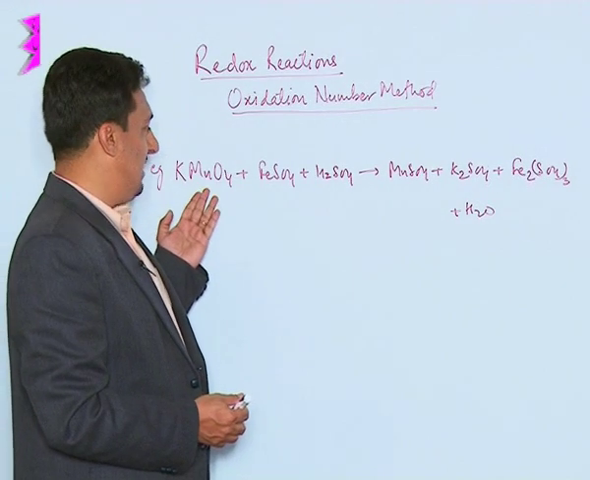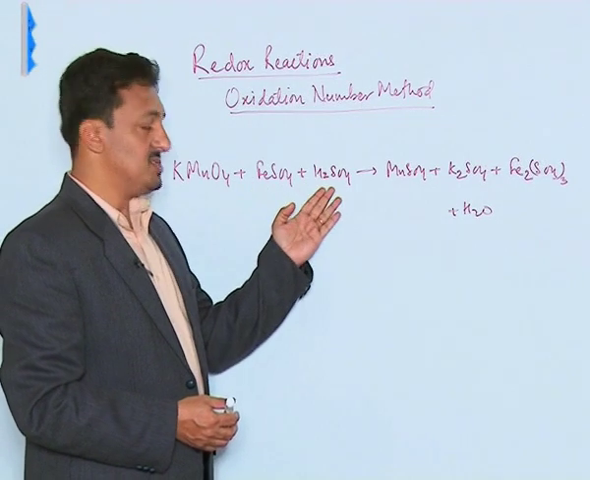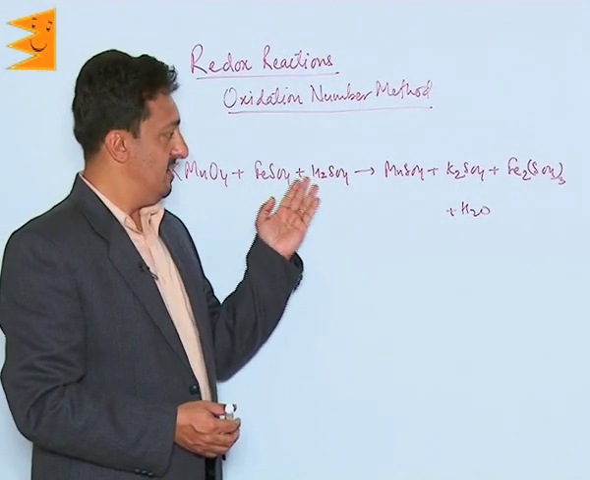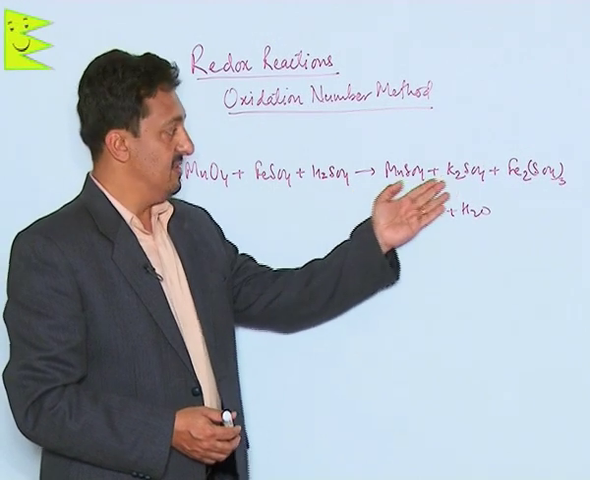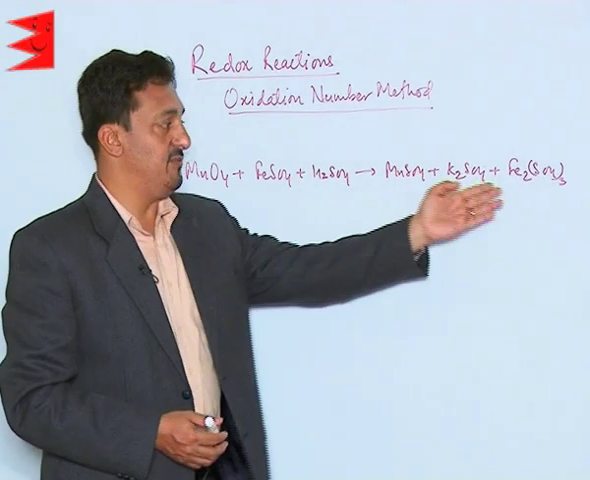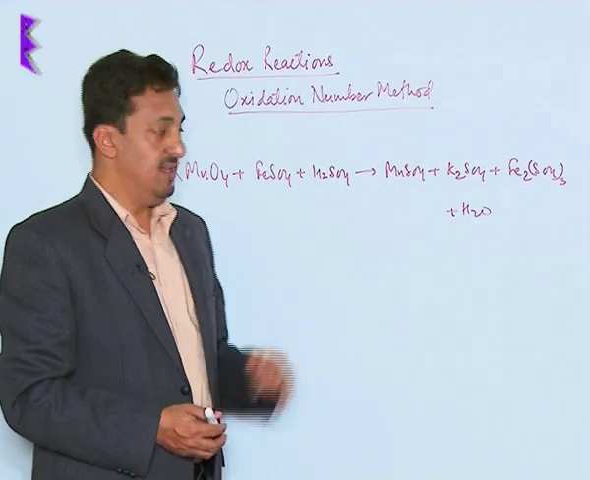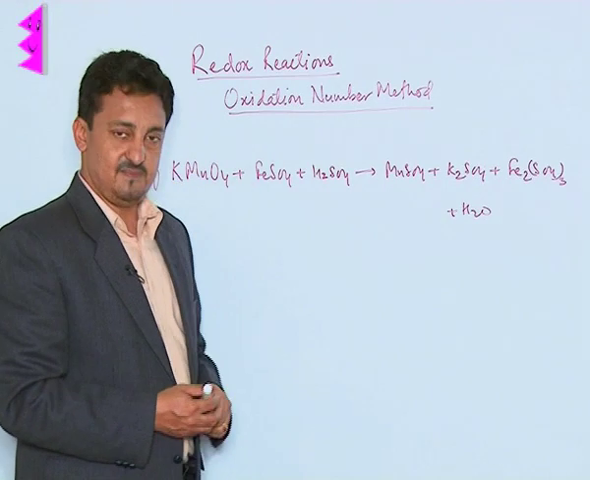The potassium permanganate, when reacted with ferrous sulfate in the presence of sulfuric acid, gets reduced to MnSO4, manganese sulfate, and potassium sulfate, and it oxidizes ferrous sulfate to ferric sulfate. The reaction is given in this form and we are supposed to balance it.